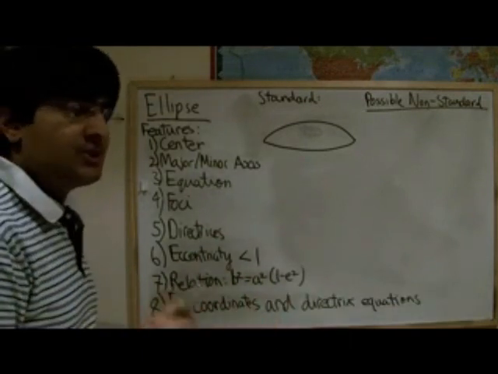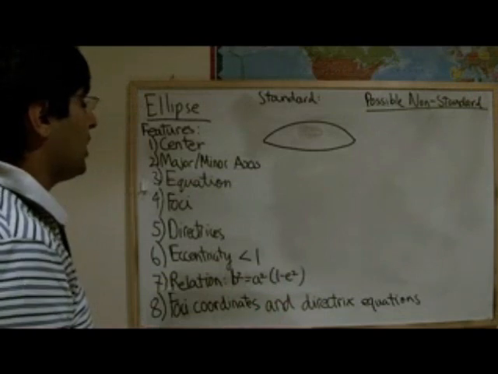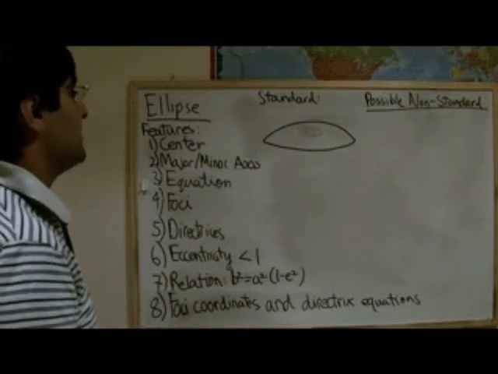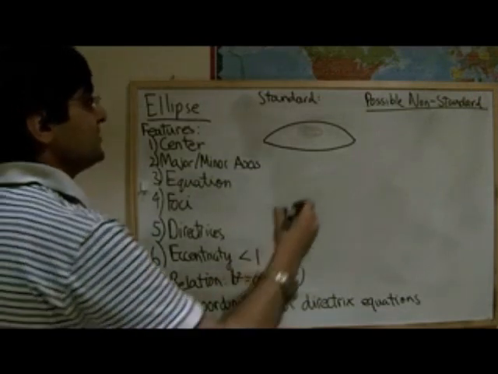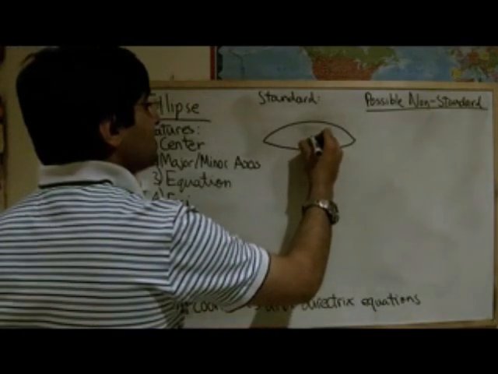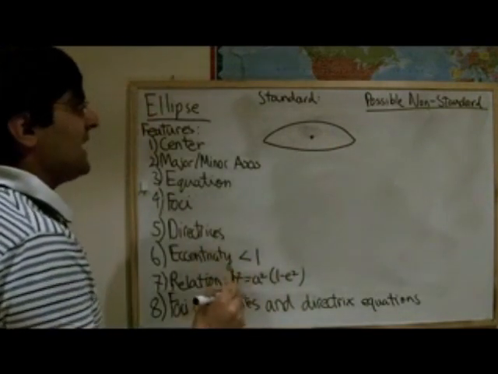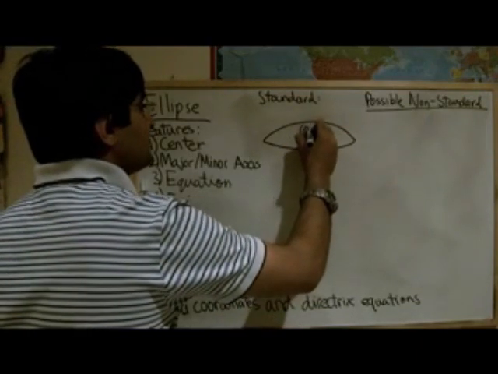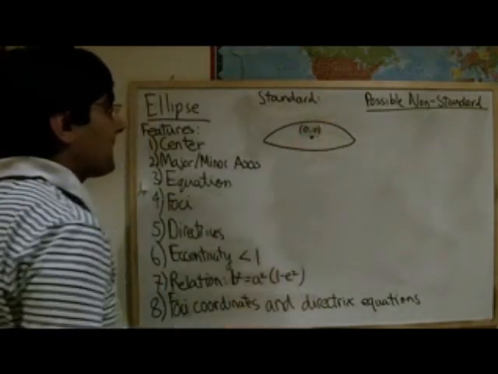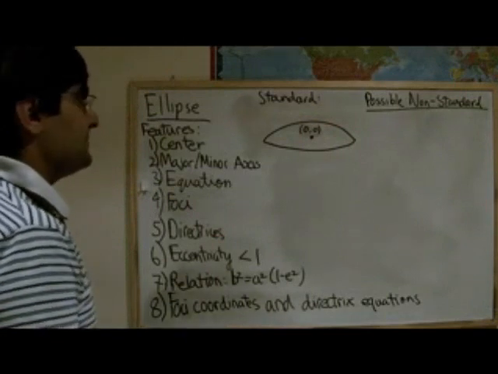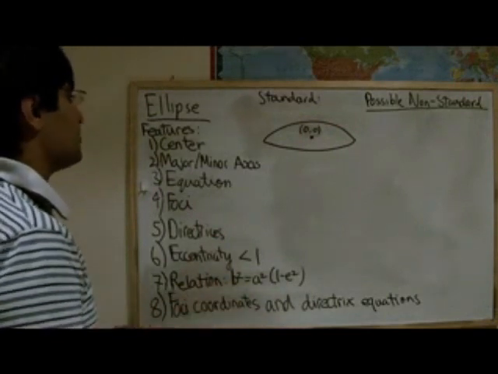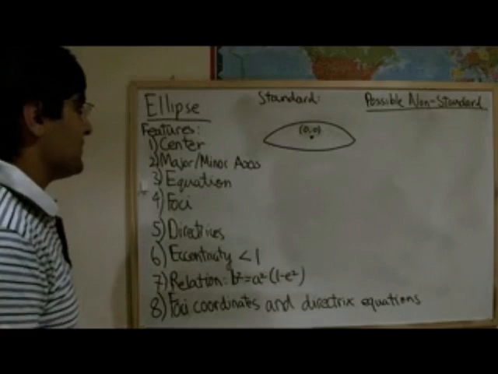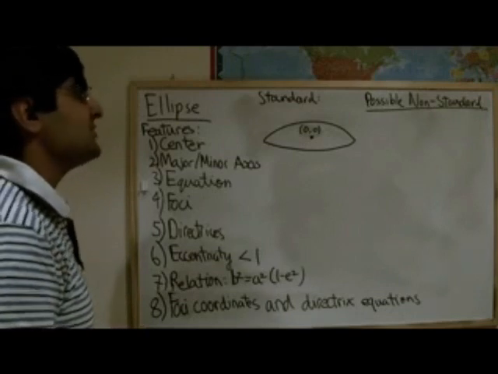What are the features that we talk about, or what are we concerned with when we talk about ellipses? The first feature is the center. Just like a circle, an ellipse has a center. The standard ellipse has center 0, 0. So that's the center of an ellipse. Every ellipse has one.